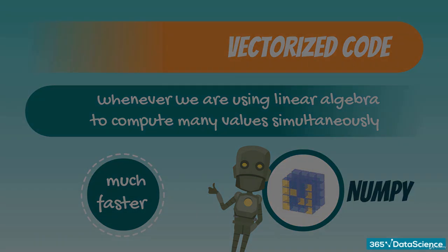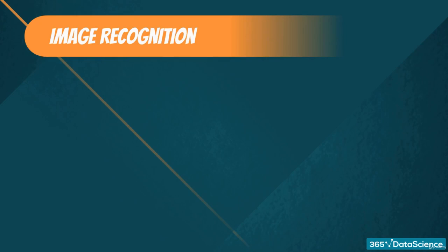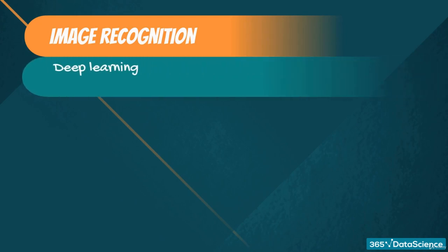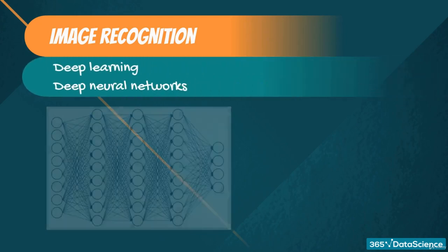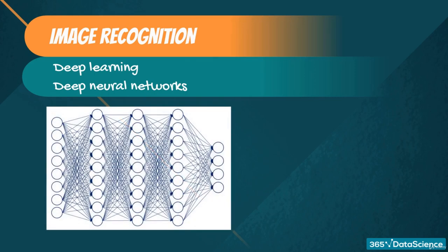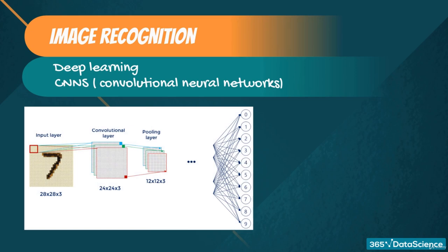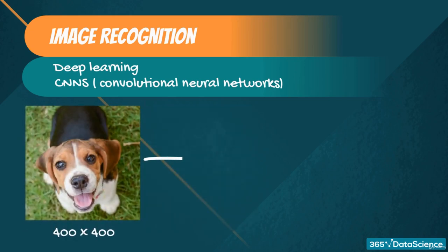Okay, what about image recognition? In the last few years, deep learning, and deep neural networks in particular, conquered image recognition. On the forefront are convolutional neural networks, or CNNs in short. What is the basic idea? You can take a photo, feed it to the algorithm, and classify it.